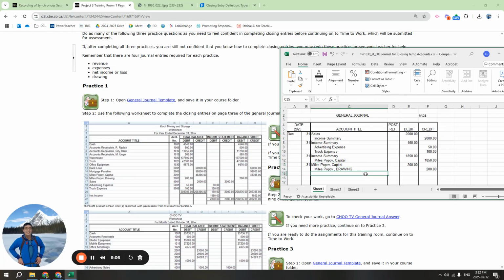Okay, so then there you have it. We've just closed out our sales account, our two expense accounts, and then from that we determine our income summary, and then we transfer that income summary into capital. We've also closed off our drawing account by making another transaction that equals up the balance, and then also don't forget the opposing debit entry into the capital account.